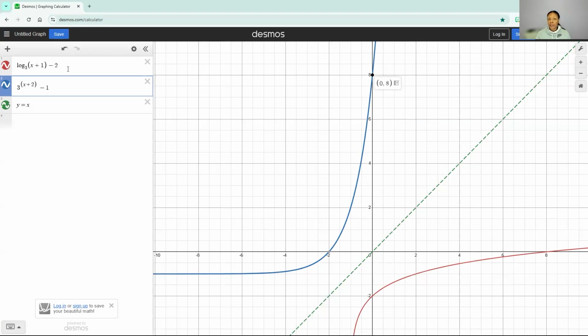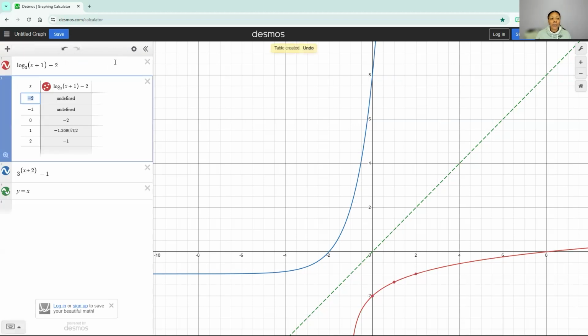I'm going to show you another way, if you go just to get that third point. Click over in the row over here, hit that gear setting, click the table, and you can also see some points here. So we saw 0 and -2. We didn't see 2 and -1, or at least I didn't. So let's just click this again.